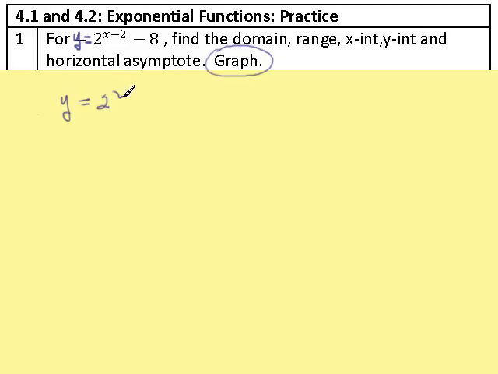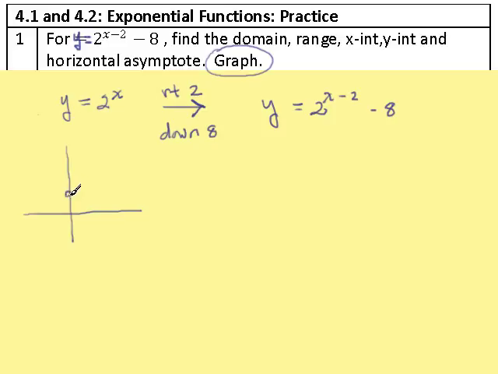y equals 2 to the x, and we're going to move it to the right 2, and because of the minus 8, it would be down 8. And that would give us the graph of y equals 2 to the x minus 2, minus 8. All right, so let me quickly draw y equals 2 to the x. It goes through 0, 1. It goes up on the right. And on the left, we have this horizontal asymptote at the x-axis, so y equals 0.